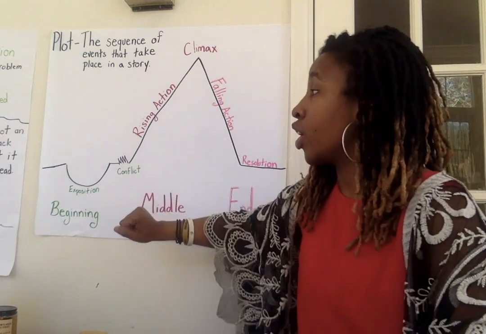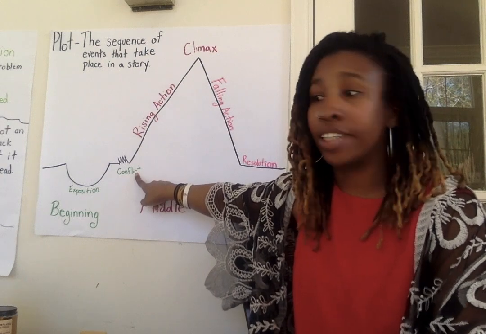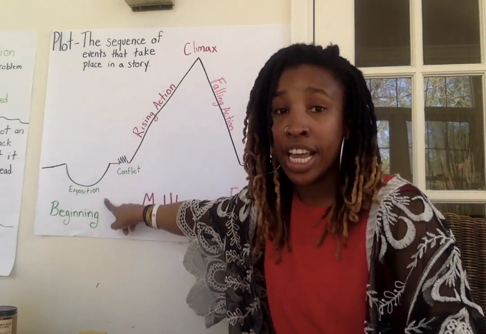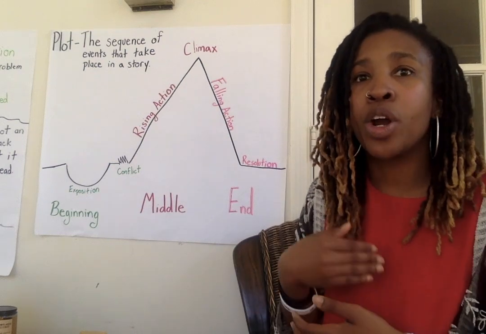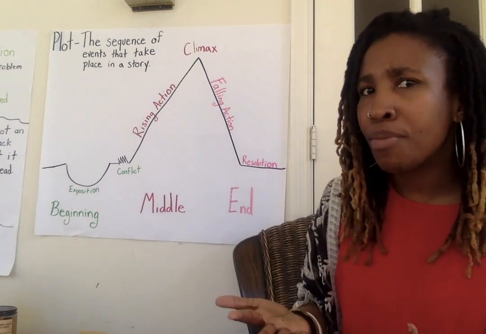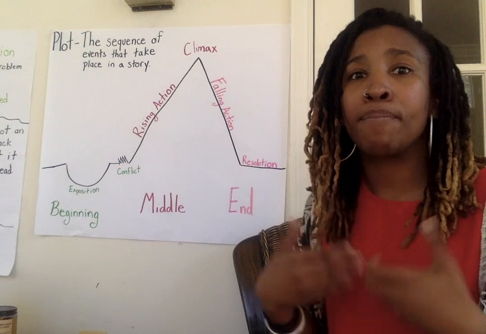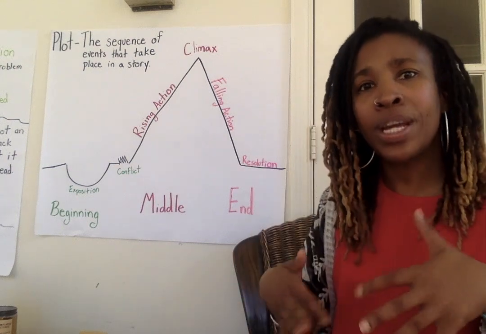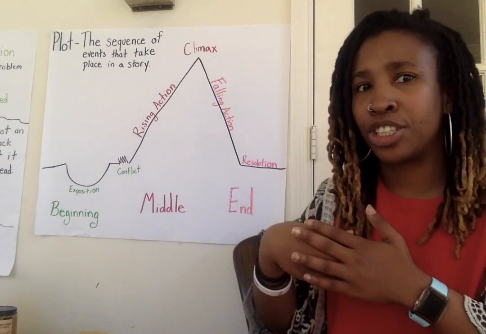In the beginning, you have your exposition and you have your conflict. The exposition is where we meet our characters. It's where we find our setting. It's where we get background information. Like if you're reading a chapter book or a higher level book, we'll get background information. It's where we get the groundwork to build our story. It's where we get our foundation.